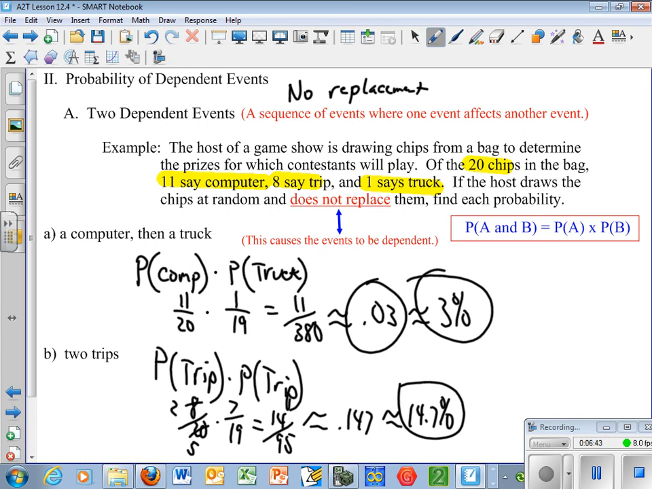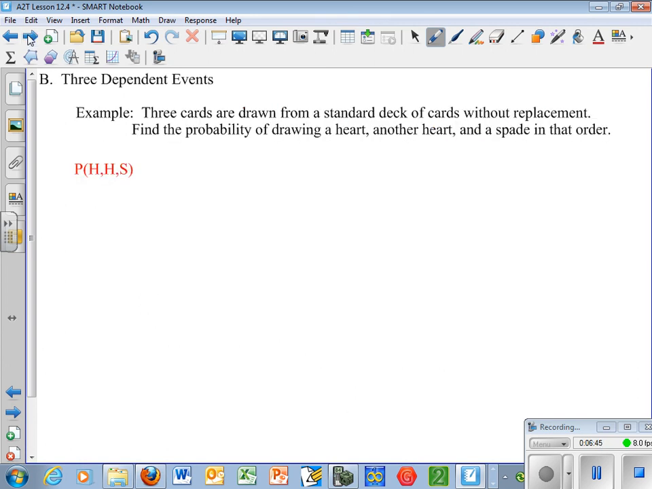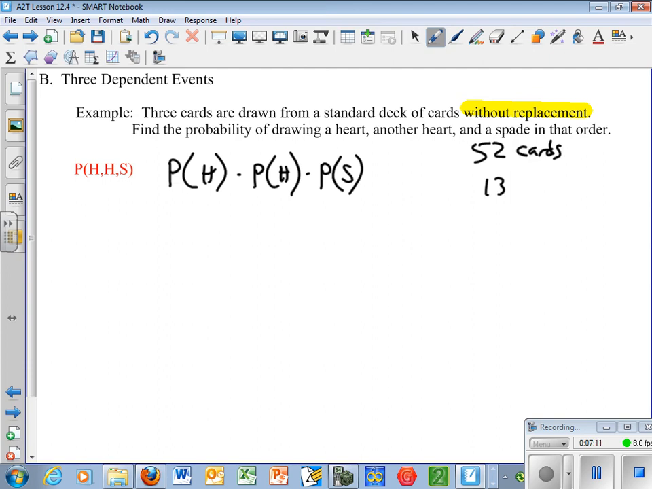We got one more example with dependent events that we're going to look at here in this lesson. 3 dependent events. You're going to multiply all 3 of them together. Probability of a heart times the probability of a heart times the probability of a spade. And key words here again are without replacement. So you draw one out, you keep it out. So probability of a heart. Now, remember there's 52 cards, 13 of each suit. Things you have to know about card decks.